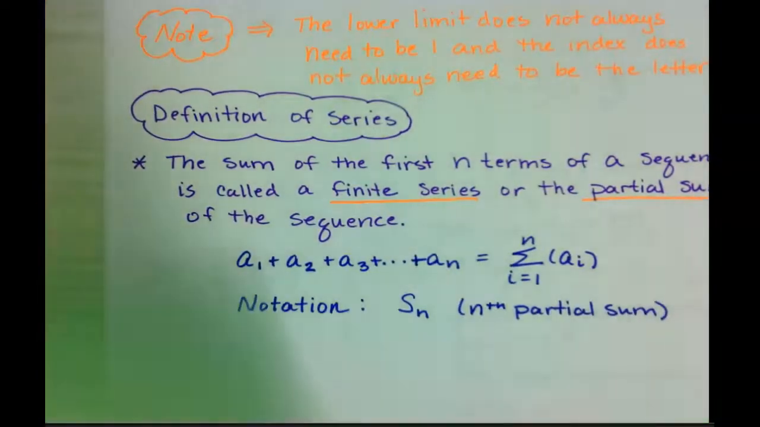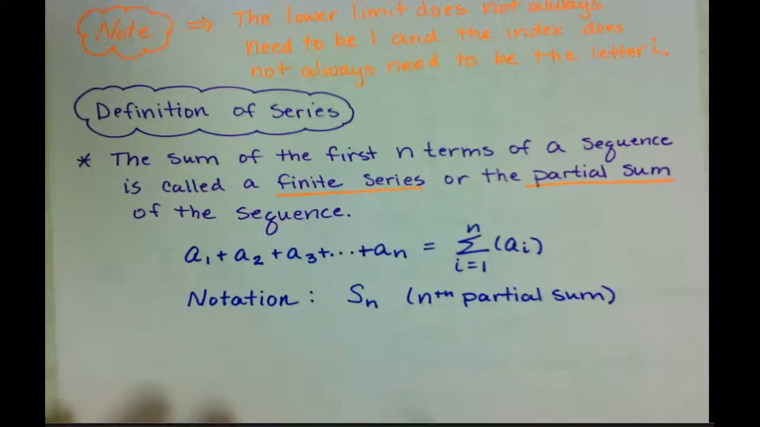Now let's shift gears a little bit and let's talk about the definition of a series. The sum of the first n terms of a sequence is called a finite series. So a sequence will be connecting everything with a comma, and then we're going to come in and find the sum of part of that sequence. And so that's a finite series. Or we also call that partial sums.